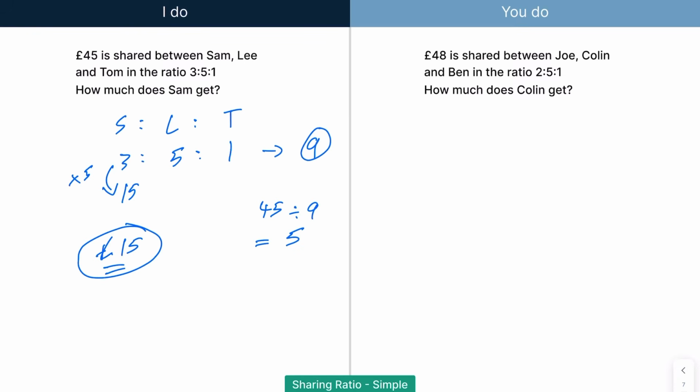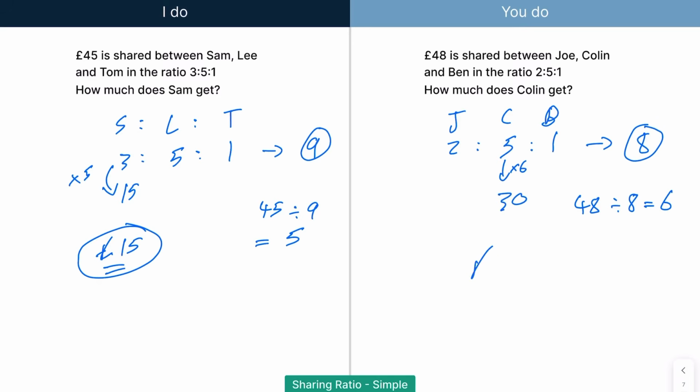Okay, so now we have £48, and it's split in the following ratio. So it's split in the ratio 2:5:1. That's Joe, Colin, and Ben. Altogether, this has 8 parts. So if I do 48 divided by 8, I get 6. So each part is worth £6. So the question is asking how much did Colin get? So that would just be 5 times 6, and that is 30. So the final answer, Colin got £30.